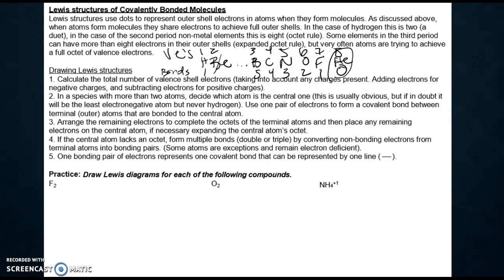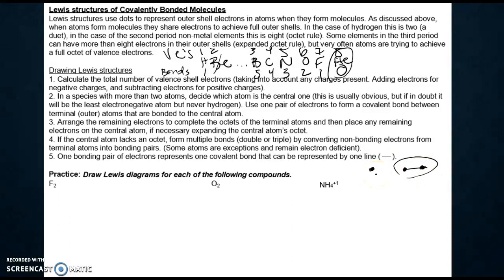Then in a species that has more than 2 atoms, you decide which atom is the central one. This would be the one that needs the most bonds. You arrange the remaining electrons to complete octets of the atoms on the outside. If the central atom lacks an octet, you need to form multiple bonds. A bonding pair of electrons represents a covalent bond and is represented with a line. We use dots to represent electrons, so whenever we draw a line, think of two dots connected, showing a bond.